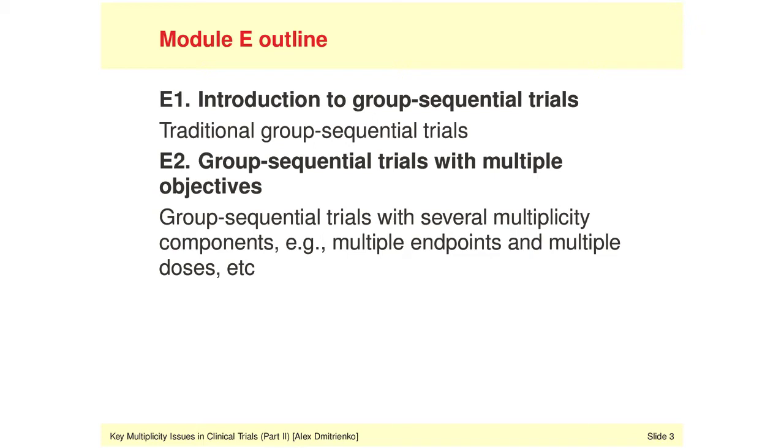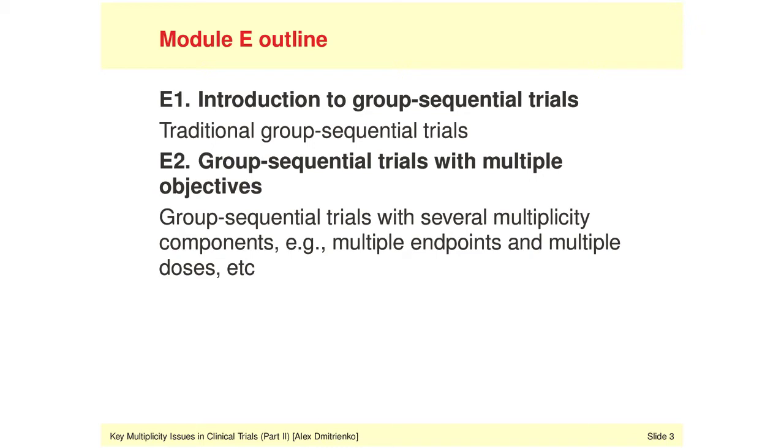We will go over main components of standard classical group-sequential designs that have been used in confirmatory trials for several decades now. Section E1 will be used mainly to help us prepare for a discussion of more challenging problems that arise in group-sequential trials with multiple objectives. This will be the main topic of Section E2. We will consider the steps a clinical trial sponsor needs to take to accommodate several multiplicity components. For example, multiple endpoints and multiple doses in a group-sequential setting.